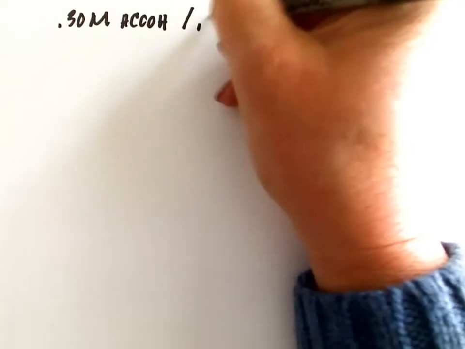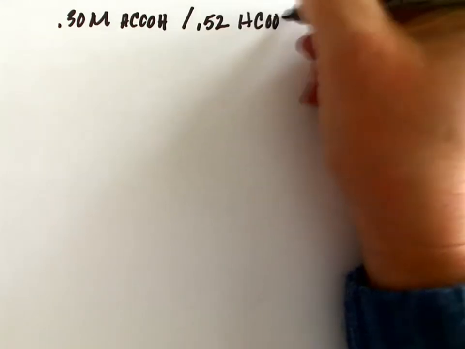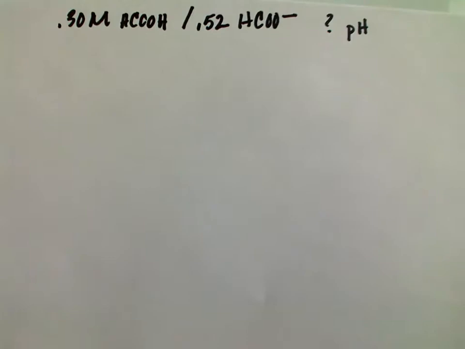The first being a problem in which we have a solution or a buffer system made up of 0.30 molar formic acid and 0.52 conjugate base. So that's molarity also, HCOO minus, okay? So we want to calculate the pH of this buffer system.